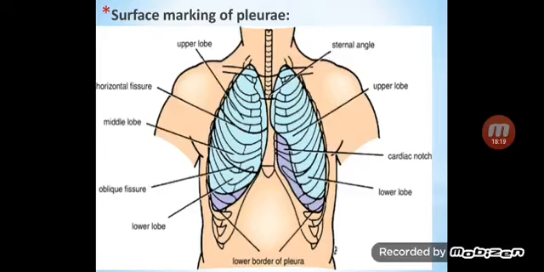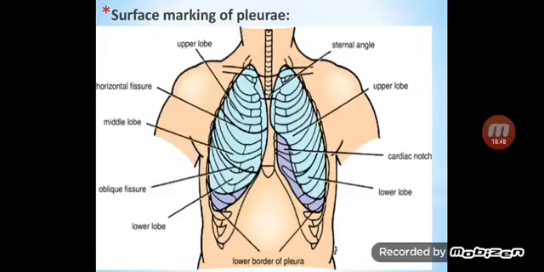So, the cervical pleura extends from the sternoclavicular joint, 1 inch (2.5 centimeters) above the sternoclavicular joint, to the junction between the medial and intermediate third of the clavicle. This is its level. This is the cervical pleura, the cervical parietal pleura.